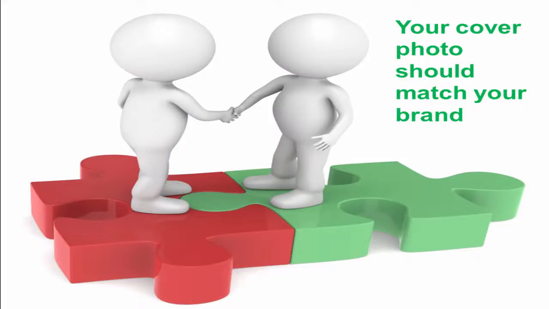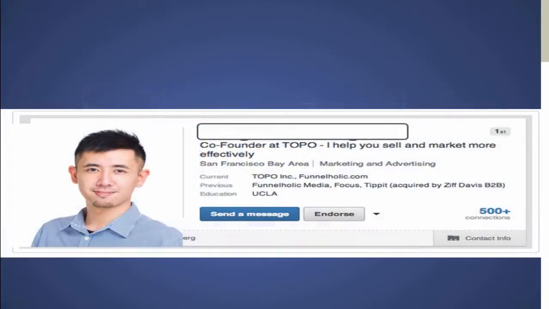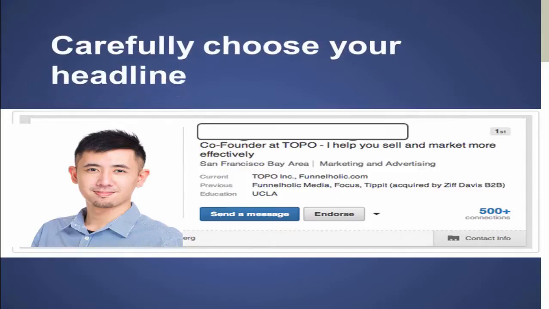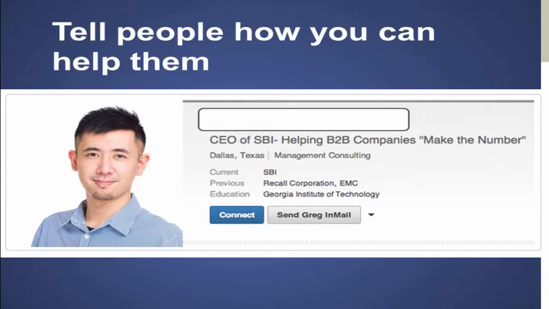Your headline is also super important to be optimized. You have 120 characters, so use them wisely. First of all, don't use your title as your headline. Ask yourself 2 questions. Who do you help? And how do you help them? So take a look at this example. This person says, I help you sell and market more effectively. So when you read his profile right off the bat, you know what it's all about. So using the word help actually helps.